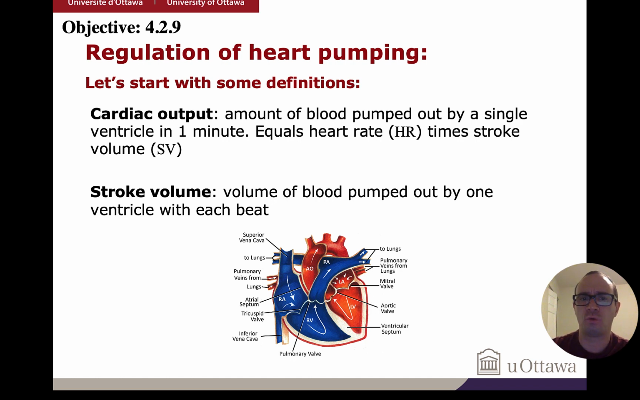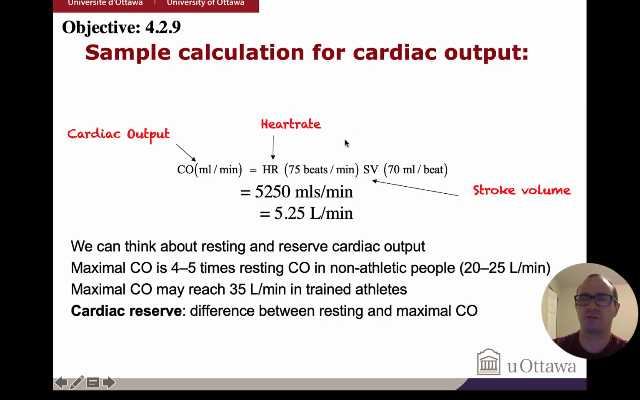And so what do we mean by cardiac output? Cardiac output is the amount of blood which is pumped out by a single ventricle in 1 minute. Okay, so that's just how it's defined. And this is equal to the heart rate times the stroke volume. Heart rate we already know, so intuitively you know what a heart rate is. What is a stroke volume? Stroke volume is the amount that is squeezed out with each contraction out of that single ventricle.